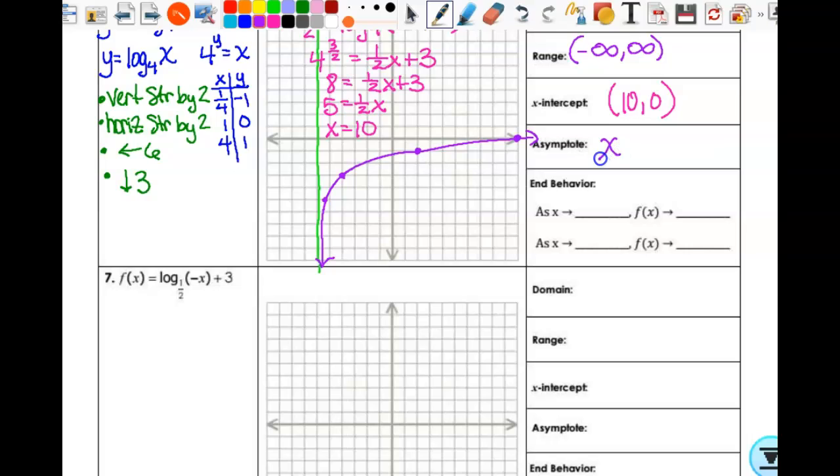Asymptote is at x equals what? -6. All right, as we move to the right, what is x approaching? Infinity. And as x approaches infinity, f of x approaches infinity. As we move to the left, what is x approaching? -6 from the right. Good. And then f of x, when that happens, f of x is approaching -infinity. What questions you got? Anything?